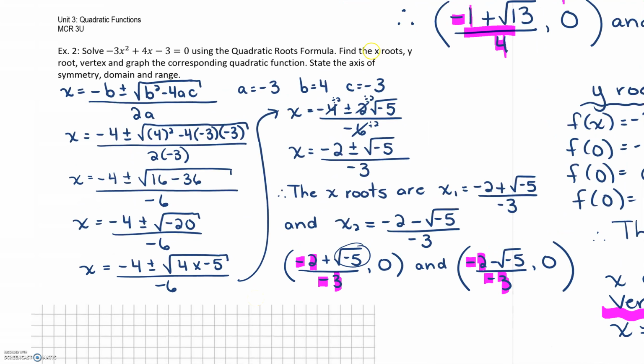We found the x roots by using the roots formula. We found the y root. We found the vertex. And we're going to go ahead and graph.